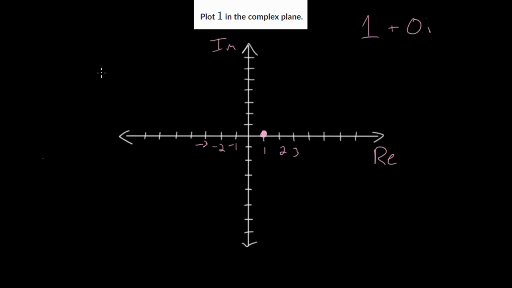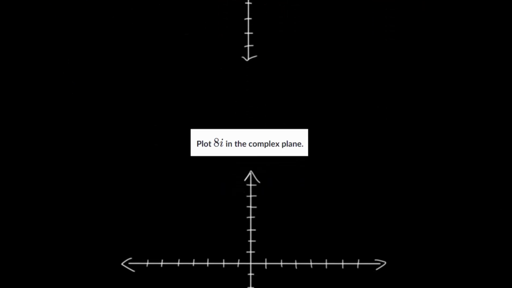So a number like -3 would also have 0 for its imaginary part. That would be right here on our coordinate plane. So let's keep going with these.